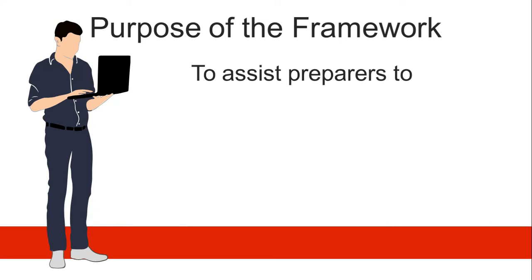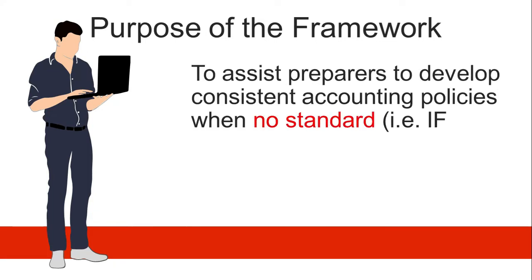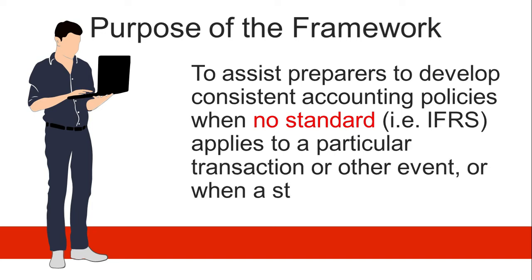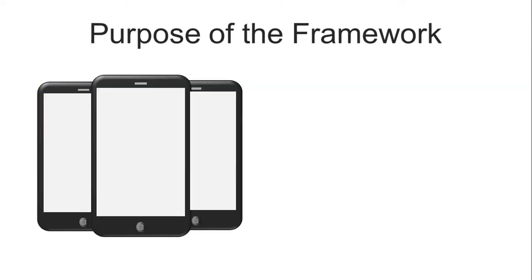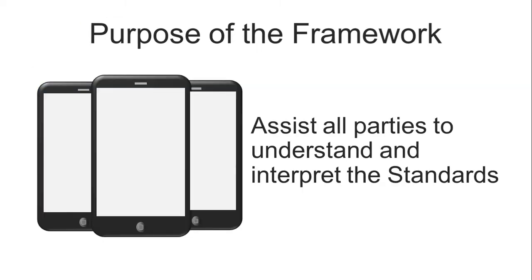Second, to assist preparers to develop consistent accounting policies when there are no standards that would apply to a particular transaction or event, or when a standard allows a choice of accounting policy. This means that, aside from assisting the IASB, the framework also assists preparers of the financial statements in its choice of accounting policies when no guidance is available. So, when management finds itself confused as to how to account for a specific transaction, the rule of thumb is: look for the standards. If there are none, consult the framework. And third, assist all parties to understand and interpret the standards.